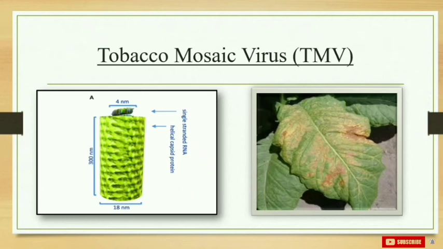So this is our example of the tobacco mosaic virus, TMV. In the picture we can see its dimensions. It has single stranded RNA as genetic material and a helical capsid protein, and the picture of the leaf is a tobacco leaf infected by this TMV. So this is how this virus infects tobacco plants, and these leaves are usually very bitter to taste.